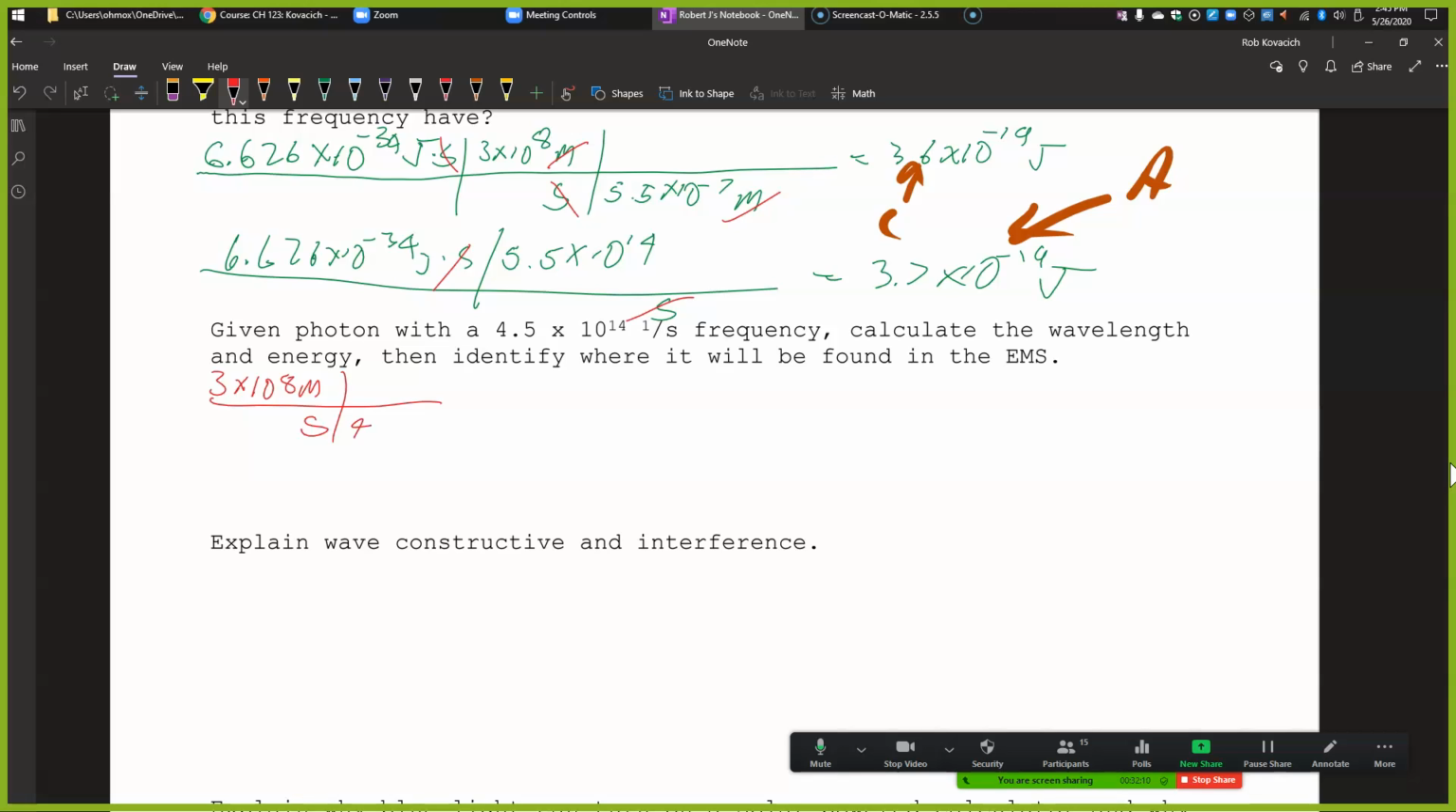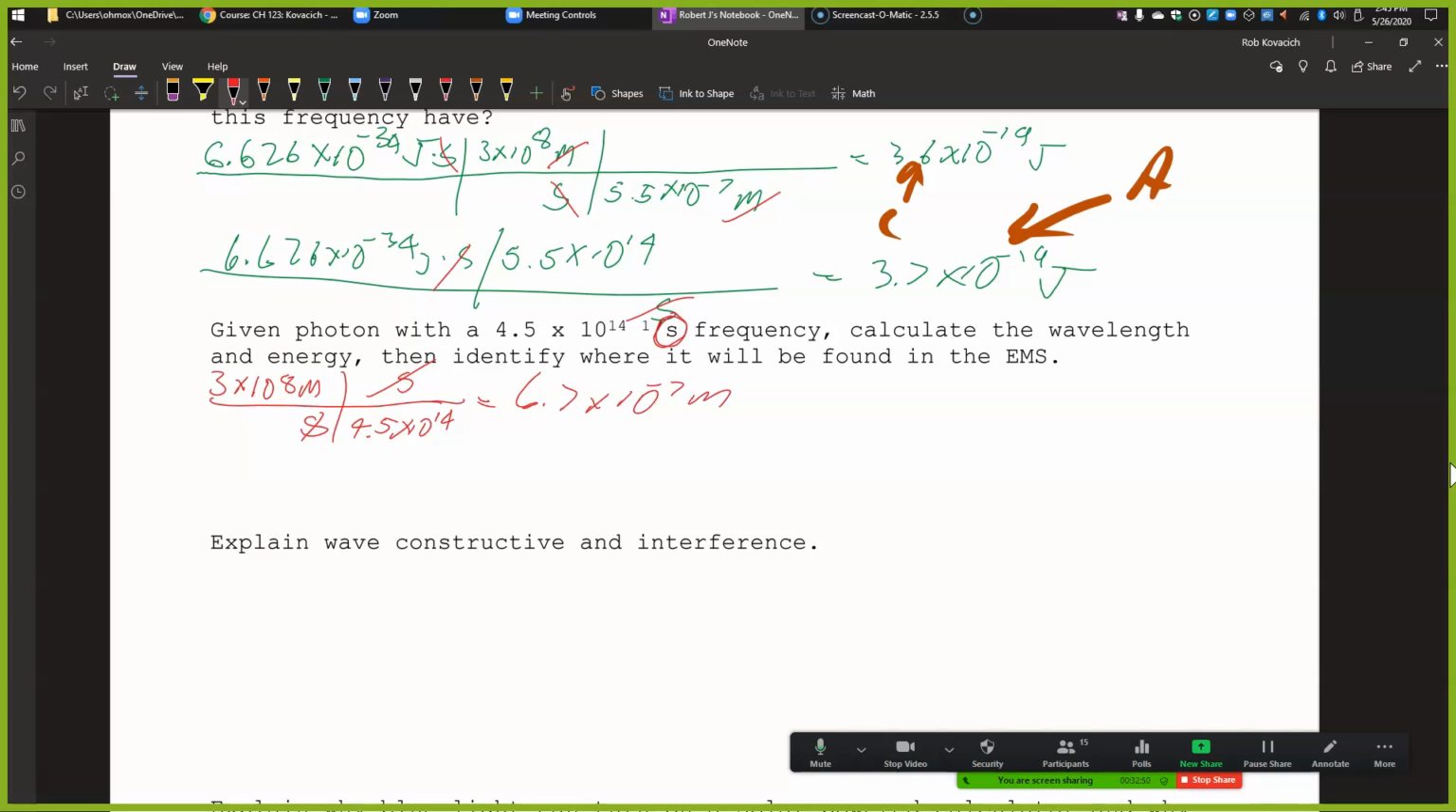So be careful with this because this is 4.5 times 10 to the 14th. And I'm going to put that in the denominator because that seconds is in the denominator. So if it's in the denominator, it actually moves back up to the numerator. Like 4th grade division. And the seconds cancel out. And I don't know, what do we get here? 3e8 divided by 4.5 e14. So it looks like 6.7 times 10 to the negative 7th meters.